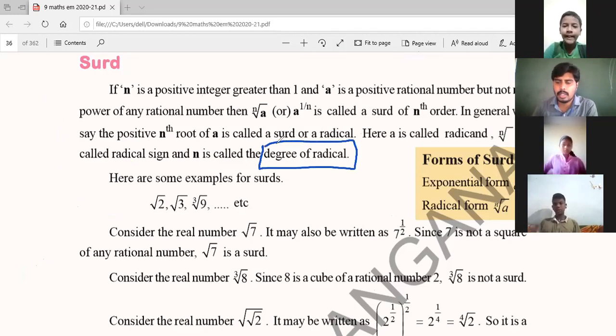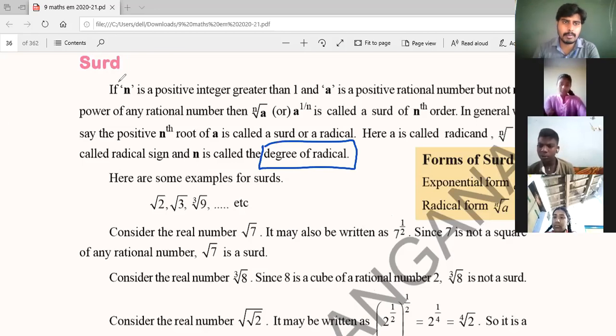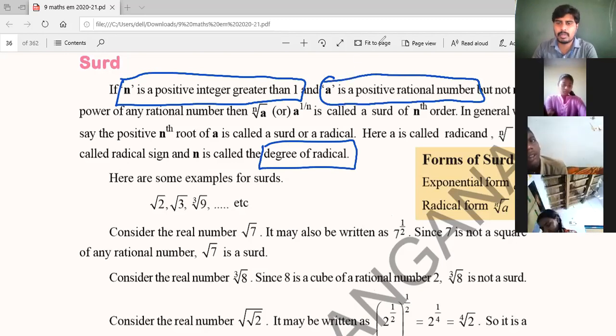I will ask you questions in multiple choice. You will get questions, Nana. Important concept. What is the radicand? What is the degree? And what is the radical sign? Okay, everything you have to remember as well. N is a positive integer greater than 1. This also you have to remember. And a is a positive rational number. This is also important. Exceptions are very important; they are very small things, but you have to remember them from the multiple choice point of view.